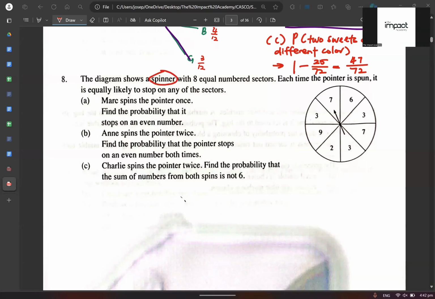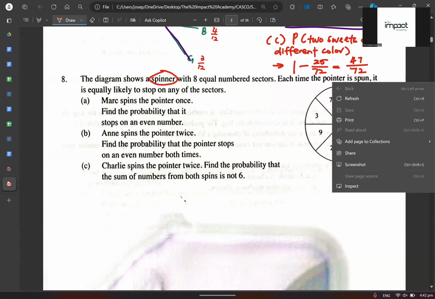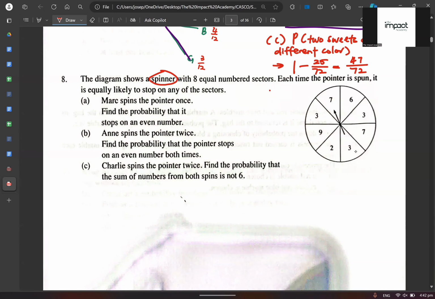Can you see a spinner? The spinner has these numbers, right? 2, 3, 7, 3, 6, 7, 3. So the probability of you getting 3 is higher, because you have how many threes over here? 1, 2, 3, right? Correct or not? Then the rest is all equal.